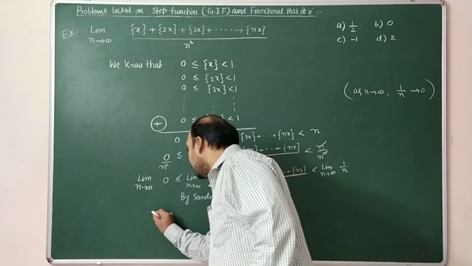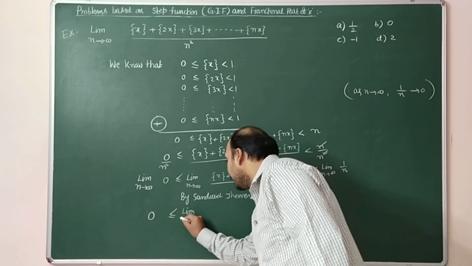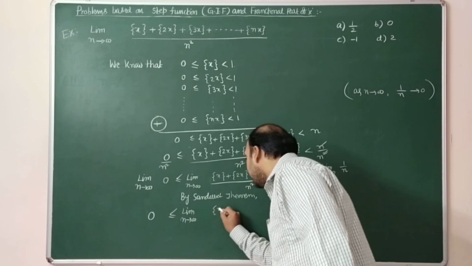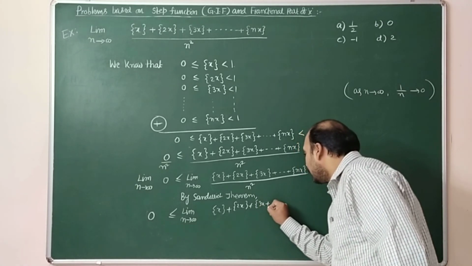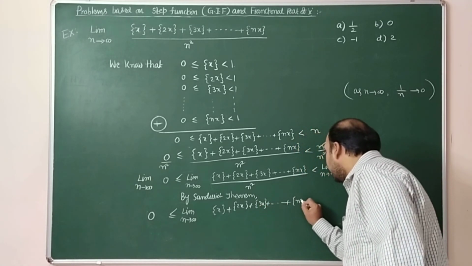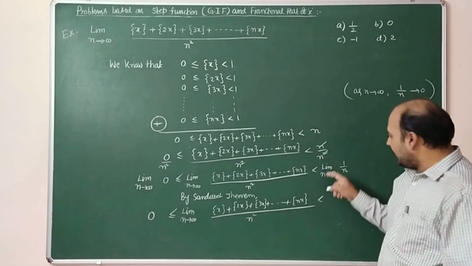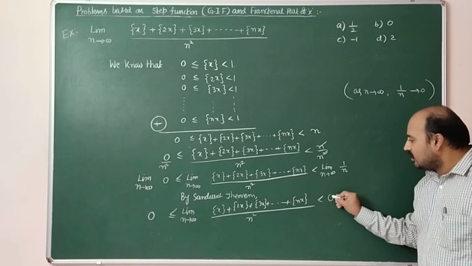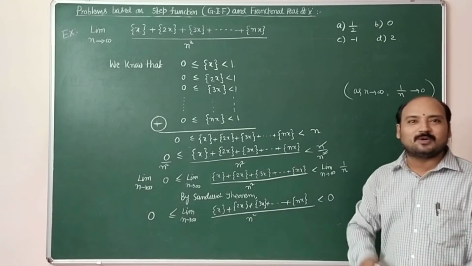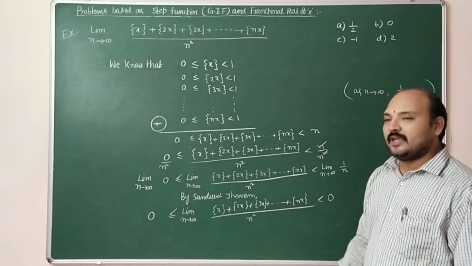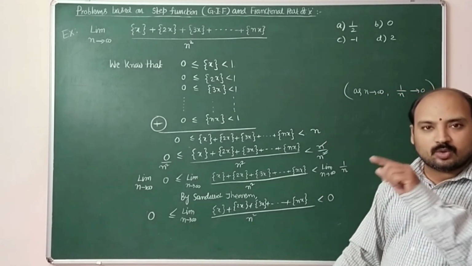So limit n tends to infinity of 0, this value is 0, is less than or equal to limit n tends to infinity of fractional part of x, which is the required limit, fractional part of 2x, fractional part of 3x, plus and so on, fractional part of nx divided by n square, is less than limit n tends to infinity 1 by n, which tends to what? 0. So the limit lies between 0 and 0. So obviously this limit is going to be 0. That is the application of the sandwich theorem. By using the sandwich theorem, we conclude that the given limit value is equal to 0.